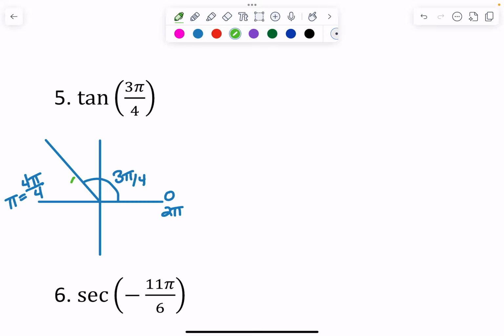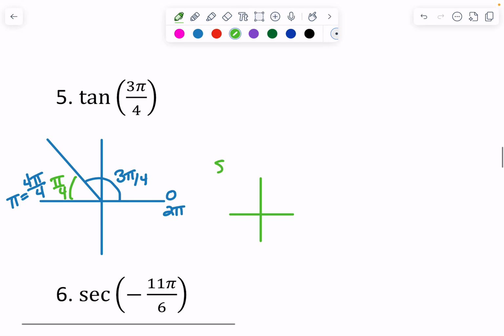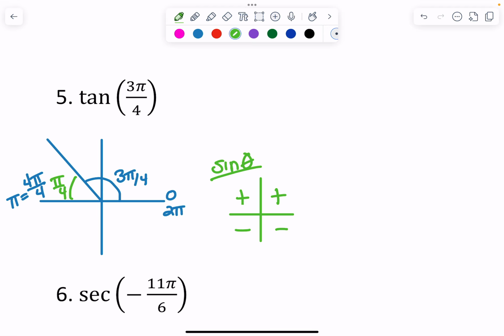So my reference angle here is going to be pi over 4, right? I'm in quadrant 2, so let's take a look at what happens to sine in quadrant 2. If I'm thinking about sine theta, I have All Students, so sine is positive there in quadrant 2, Take, Calculus.